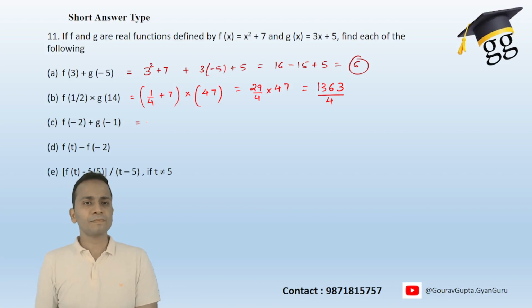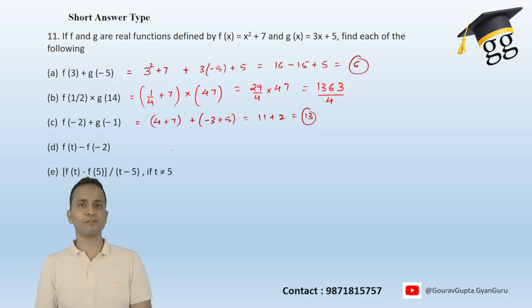Part C, f of minus 2. So minus 2 put here. So minus 2 square is 4 plus 7 is the first function, plus g of minus 1. So minus 3 plus 5. All right. So 11 plus 2. I'll make a small correction. So 7 plus 2 will not happen here, it is 11 plus 2. So 11 plus 2, that is 13, will be the correct answer for part C.